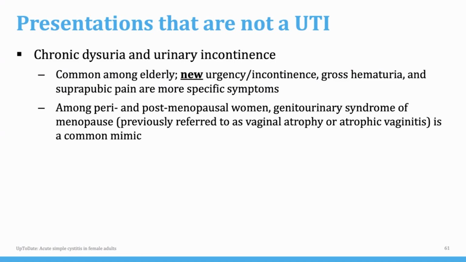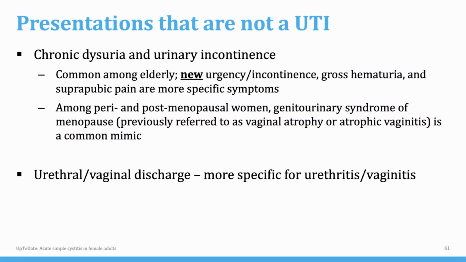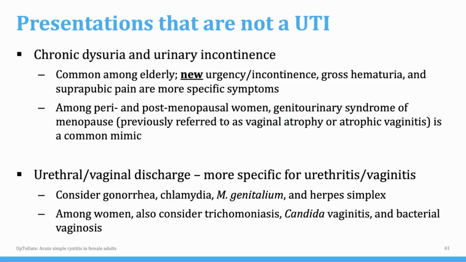Among peri and postmenopausal women, you want to be especially mindful of genitourinary syndrome of menopause, which was previously referred to as vaginal atrophy or atrophic vaginitis, as it's a common mimic for UTI. Urethral and vaginal discharge are more specific for urethritis and vaginitis, which are more commonly implicated in sexually transmitted infections. And among women, you should also think about Candida vaginitis and bacterial vaginosis.